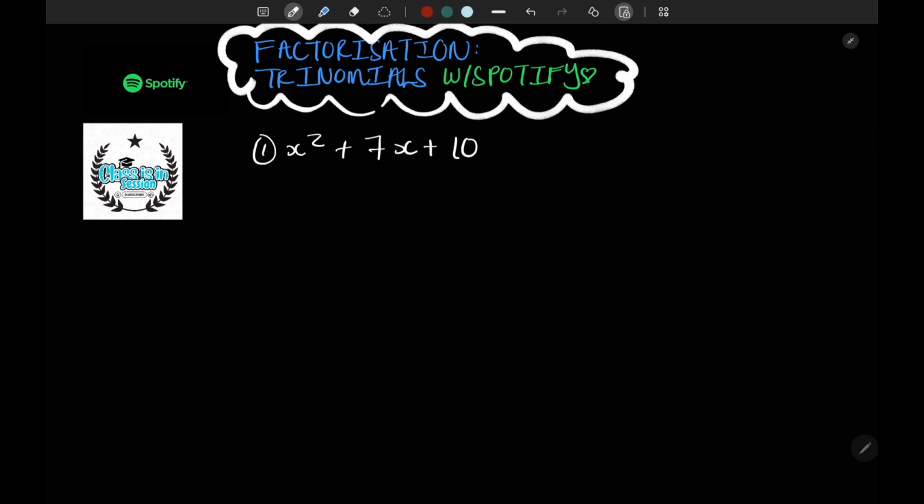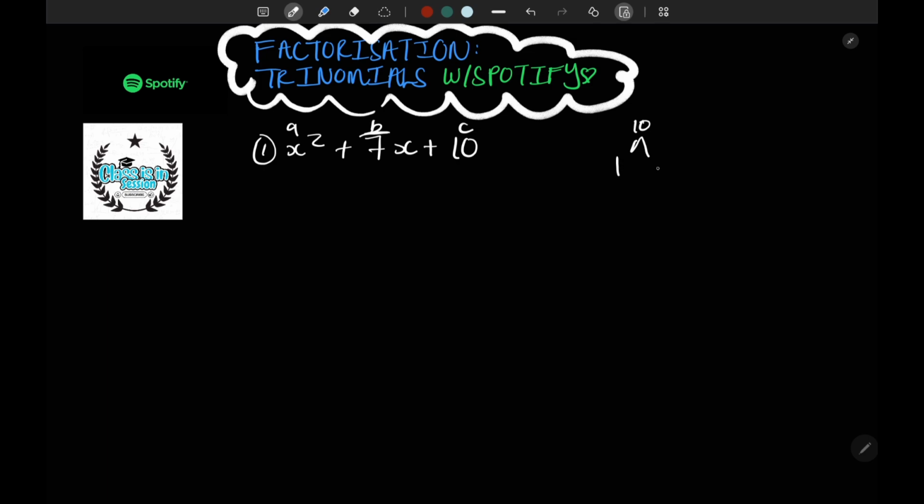When you get such a trinomial, the first thing that you should do is to multiply a times c. There's your a, there's b, and there's c. In this case, a is 1. So a multiplied by c, 1 times 10 is 10. Now let's find factors of 10 that add up to b.